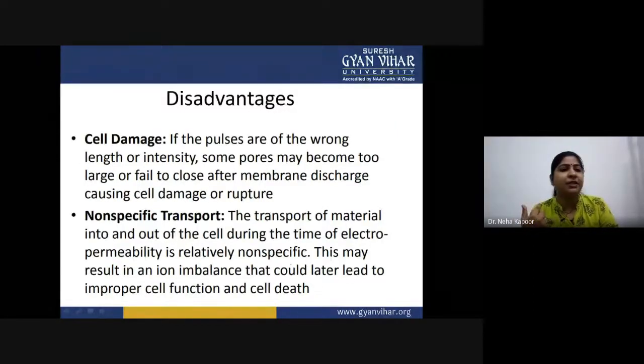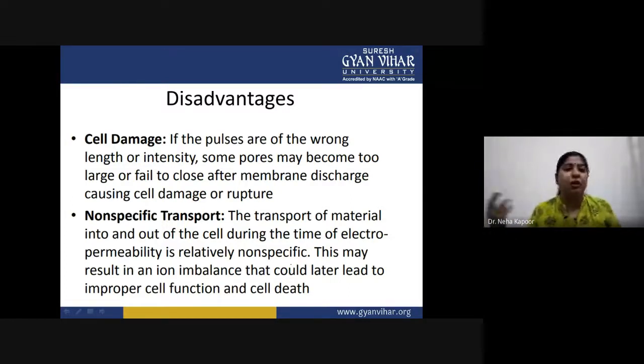Now, certain disadvantages. Sometimes cell damage happens. Suppose the pulse is prolonged. If the pulse application is prolonged, in that case some pores may become too large, or they won't close after the pulse is removed. In that case, cell damage may happen because there will be cell leakage.